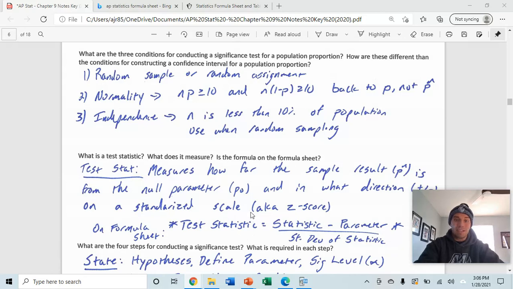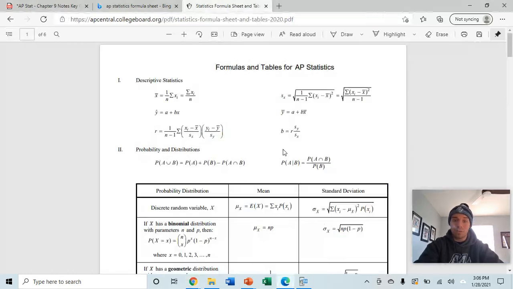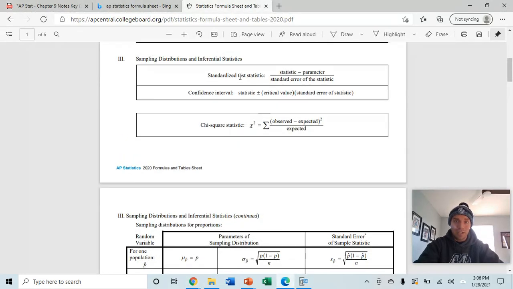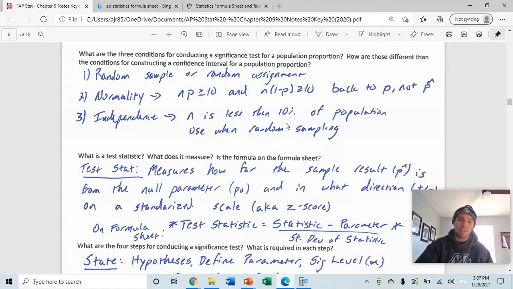The formula for the test statistic, or z, is on the formula sheet. It's right here: standardized test statistic equals statistic minus parameter divided by the standard error of the statistic, or standard deviation of the statistic, same thing. So that formula is on the formula sheet. And again, what that is measuring is how far away your sample statistic is from the hypothesized null value.